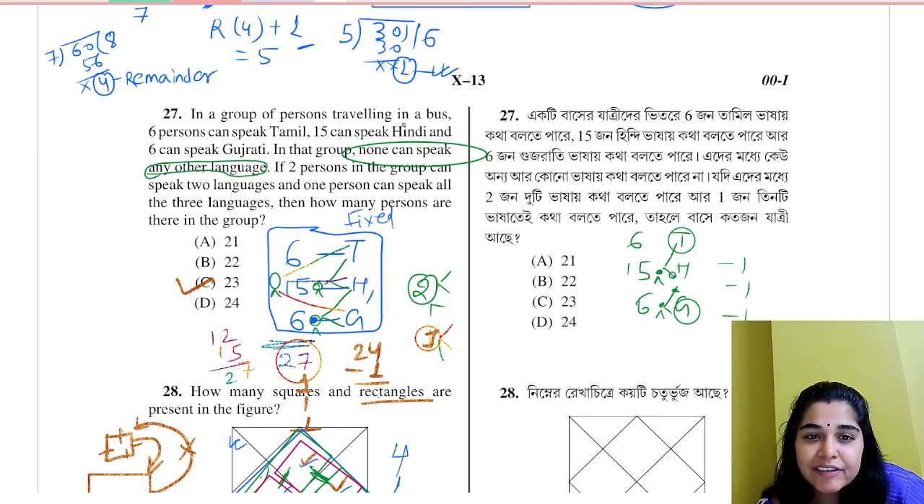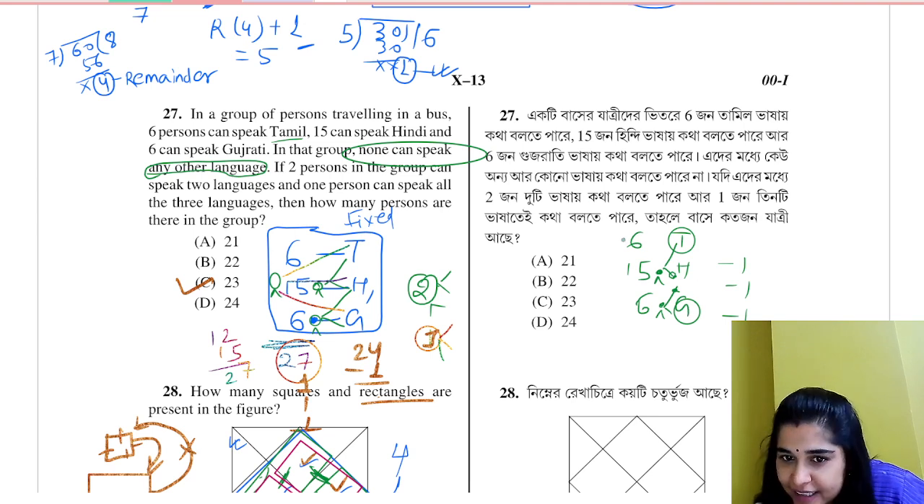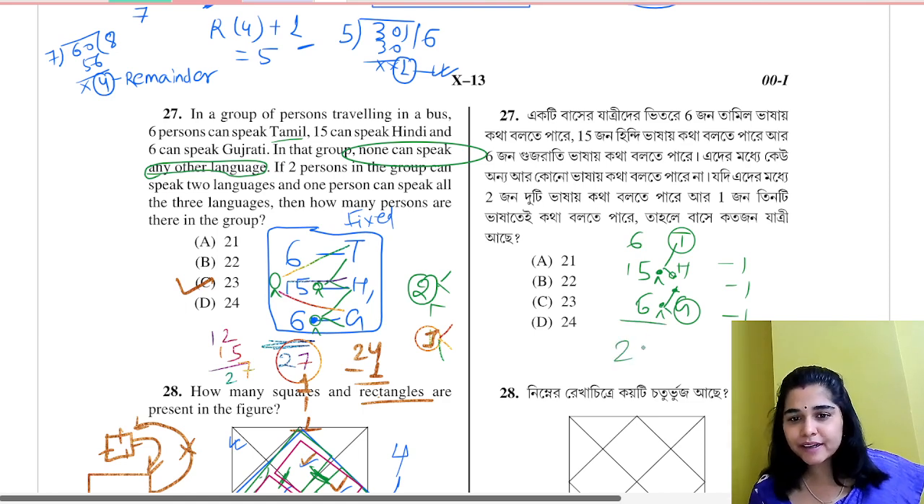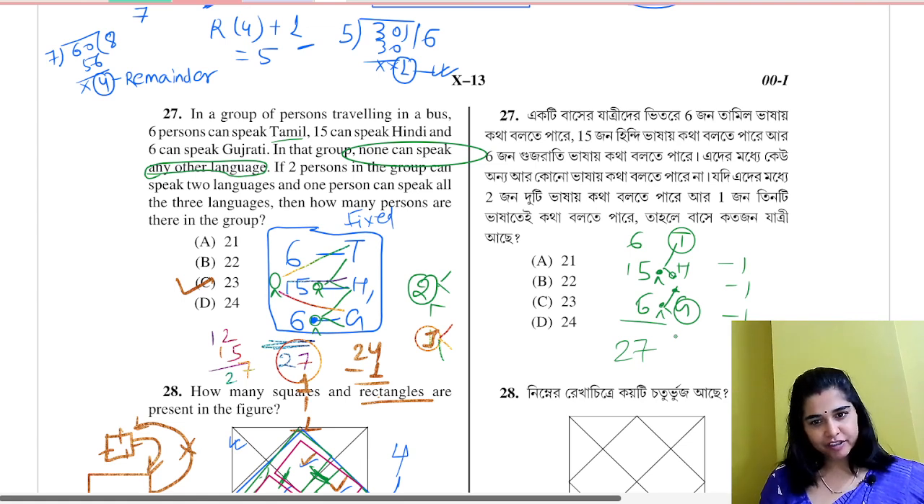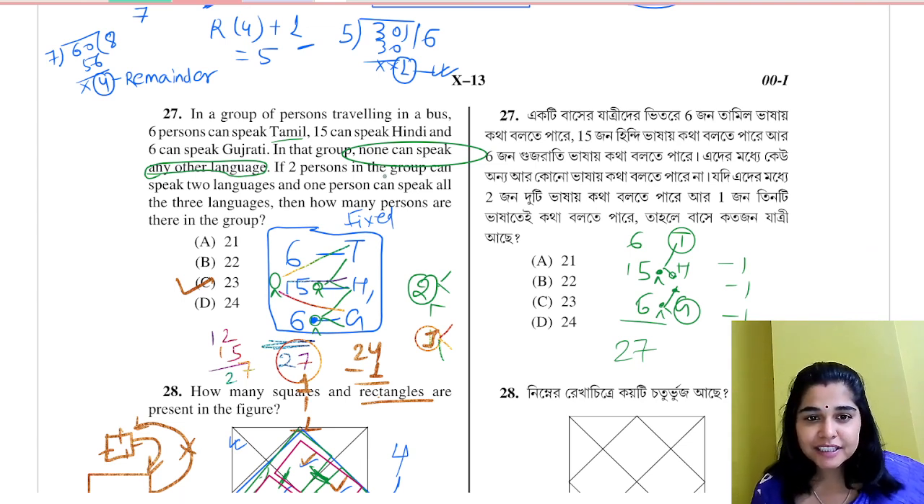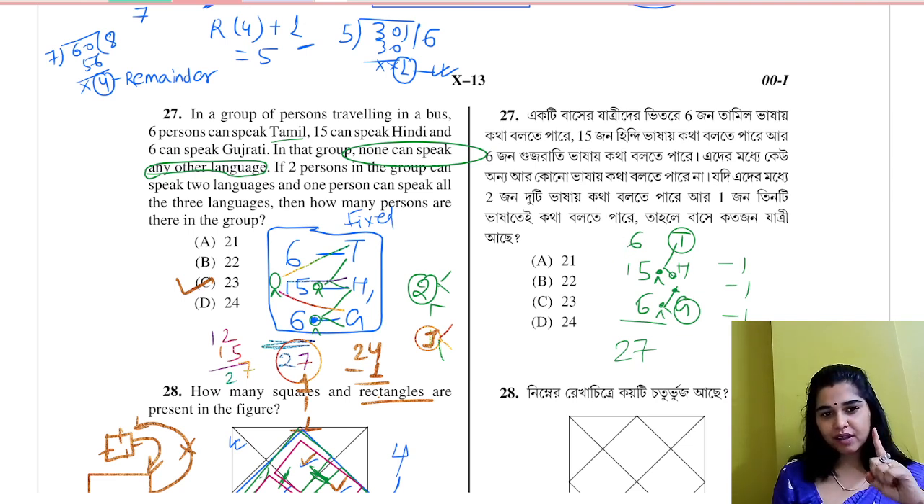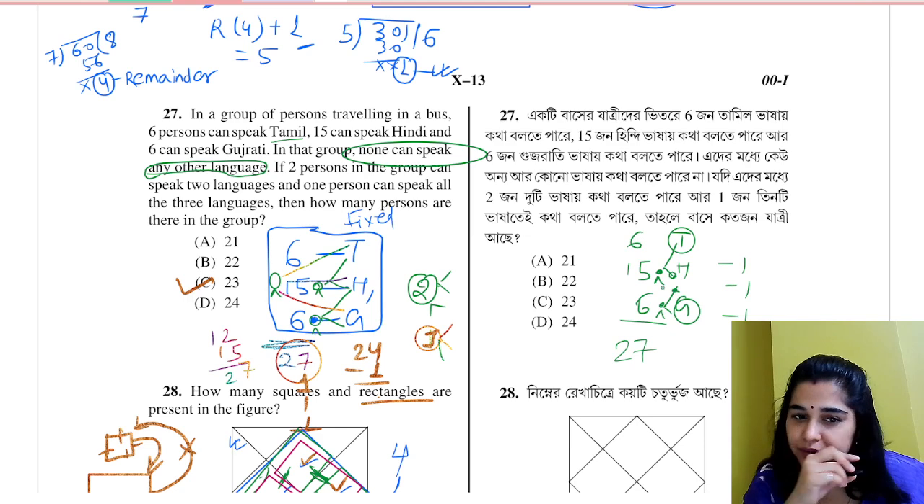In a group, persons traveling in a bus, 6 can speak Tamil, 15 can speak Hindi, and 6 can speak Gujarati. So 6 people are saying Tamil, 15 are Hindi, and 6 are Gujarati. So the total is 27 people saying single languages. But they said none can speak any other language. One can speak only one language.